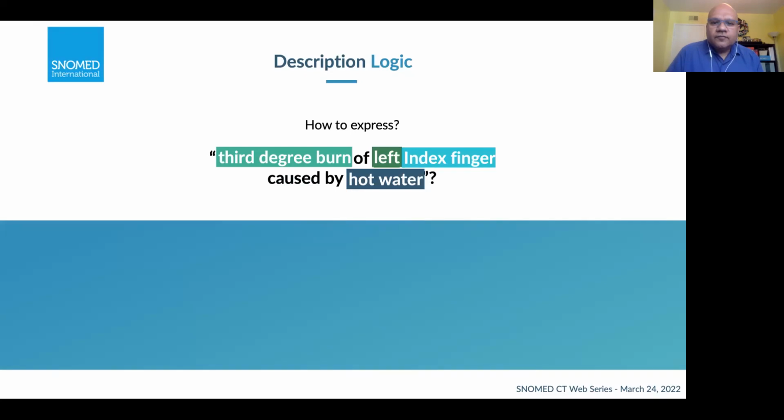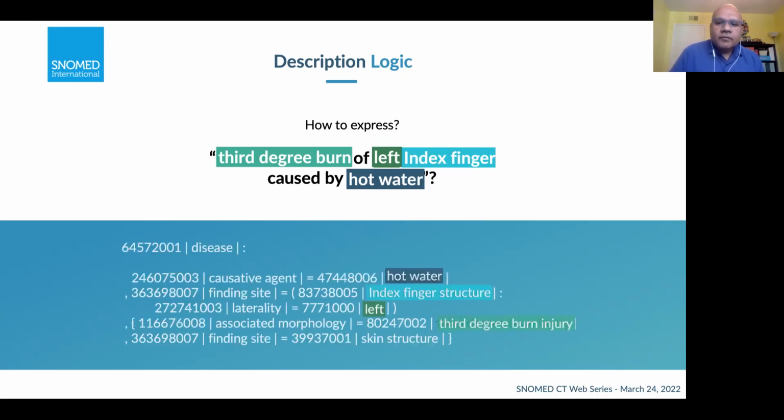Finally, we need to now make this computable. So if there is a text that says 3rd-degree burn of left index finger caused by hot water, can we do this? What I basically did here is I took the corresponding concept and just added the concept here, right? And as you can see, hot water is a concept, and it's a kind of an agent. And then there's a finding site, there's a location, there is a morphology, and there's a disease. So suddenly what we can see is that a sentence or a sub-sentence, part of a sentence, can be expressed in terms of numbers and their relationships. And that's the description logic that we're looking for. And that's something that machines can start to process.